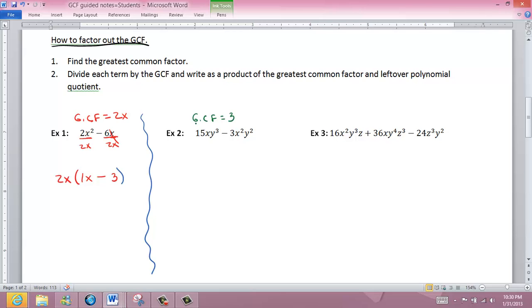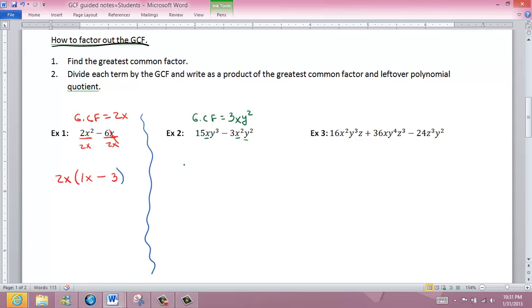Now again, when we look at our variable expressions, our GCF is always going to be the smallest exponent, because once I'm done dividing, I do not want remainders or fractions left over. Now, if I have x here and x to the second here, what is my GCF going to be? Well, the smallest exponent is 1, so it's just going to be x. And if I look at y to the third and y to the second, what's going to be my GCF? The smallest exponent is y squared, therefore it's going to be y squared.